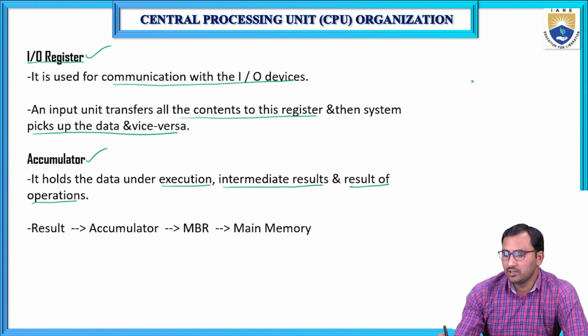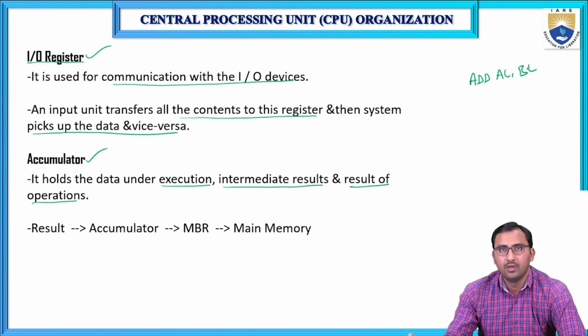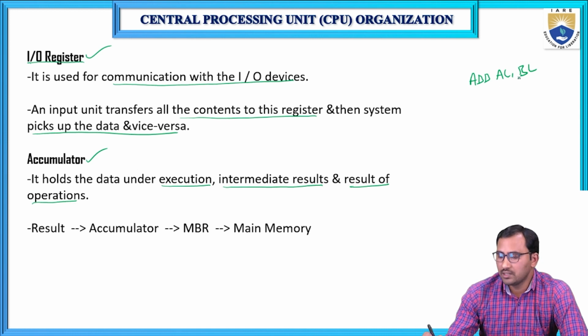Suppose you perform an operation, add AL comma BL. That means A is the accumulator register. When you add the contents of one register with another register, automatically the result will be stored in the accumulator itself. That is, the accumulator is a default register. Once the ALU performs any operation, finally the result will be stored in the accumulator itself.